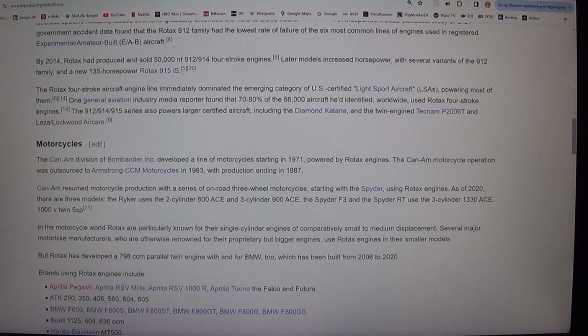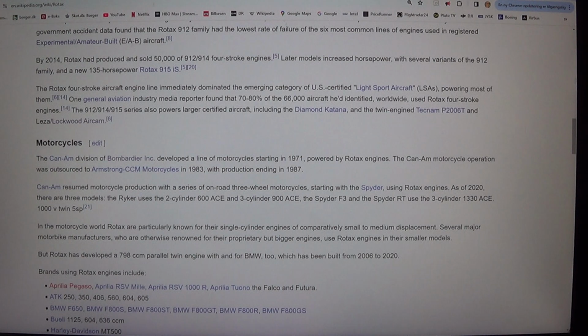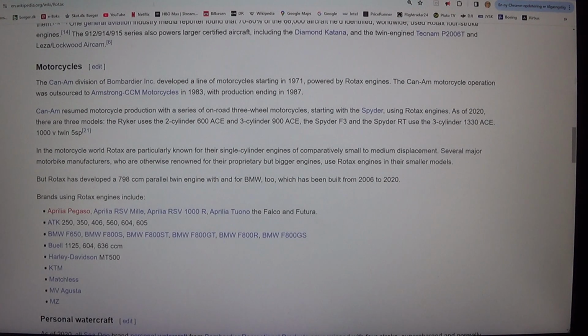One general aviation industry media reporter found that 70 to 80% of the 66,000 aircraft he'd identified, worldwide, used Rotax four-stroke engines. The 912/914/915 series also powers larger certified aircraft, including the Diamond DA20 Katana, and the twin-engine Tecnam P2006T and Lockwood Aircam.